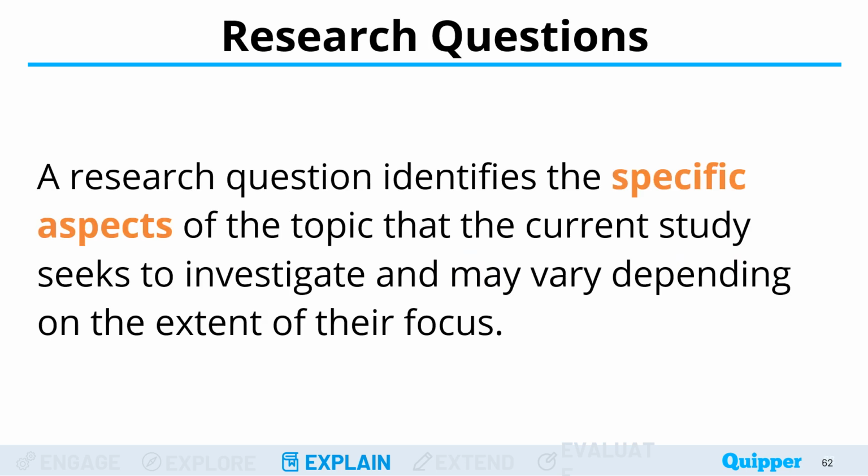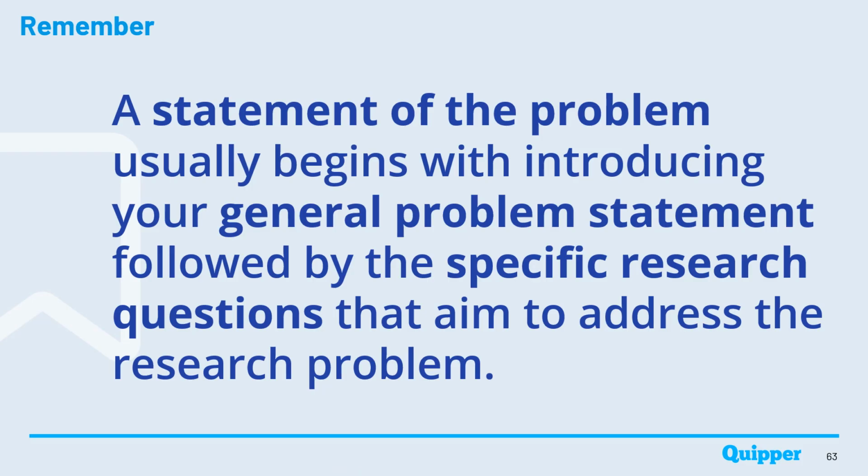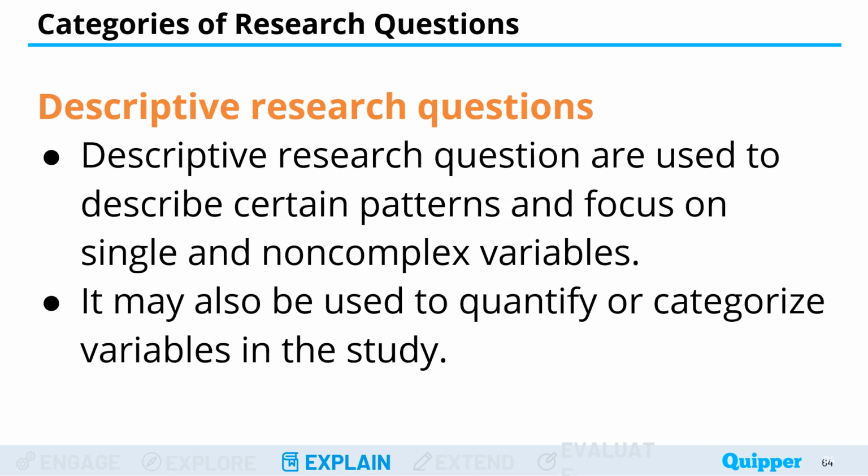A research question identifies the specific aspects of the topic that the current study seeks to investigate and may vary depending on the extent of their focus. So basically, the whole ordeal of your research should revolve around your research questions. So statement of the problem usually begins with introducing your general problem statement followed by the specific research questions that aim to address the research problem.